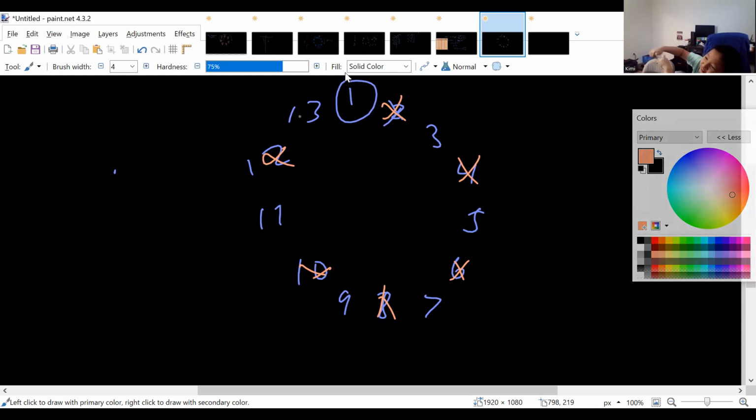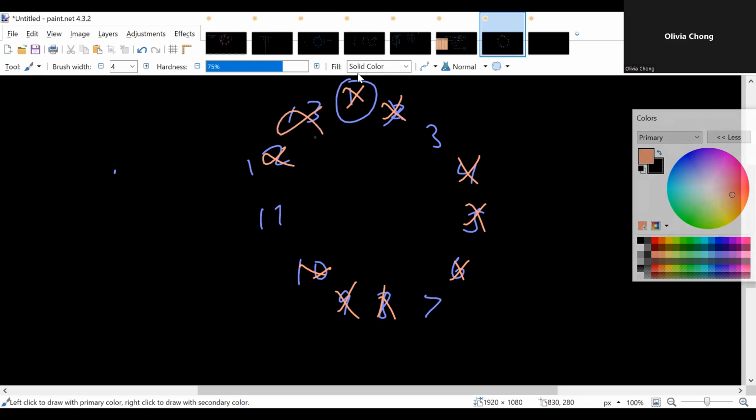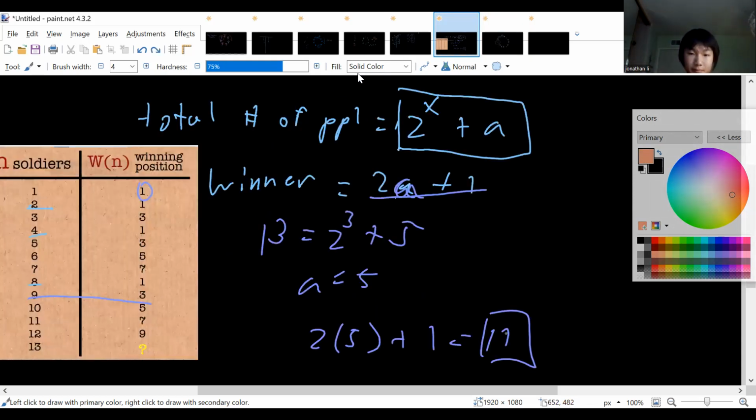And so we think then 1, 13 destroys 1, right? Oh, wait, 13 destroys 1. And then 3 destroys 5, 7 destroys 9, 11 destroys 13. So you do find that it's 11, right? Yeah, so it looks like the little guess we had here is correct. So the winning position is 11.